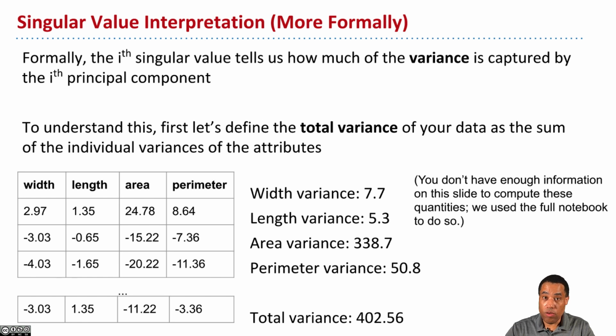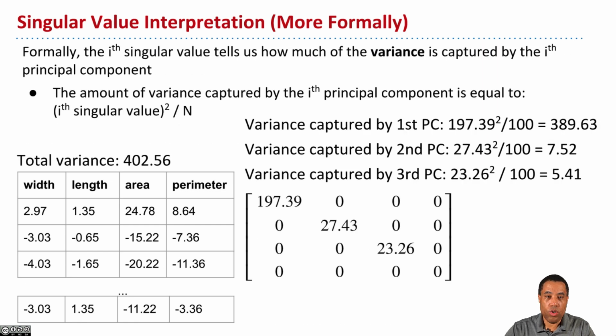If we sum all of those variances up, we end up with 402.56. Now, you can't compute that by just looking at the data that's here on the graph, because remember, our data set has 100 observations. So I used the notebook that's associated with this lecture to determine what the variances were and to sum them all up.